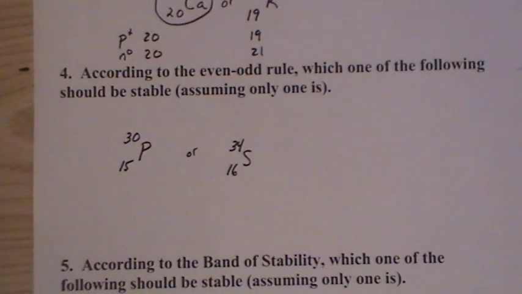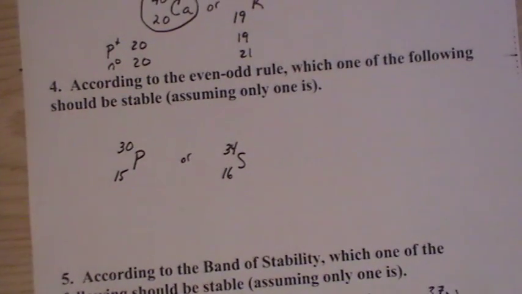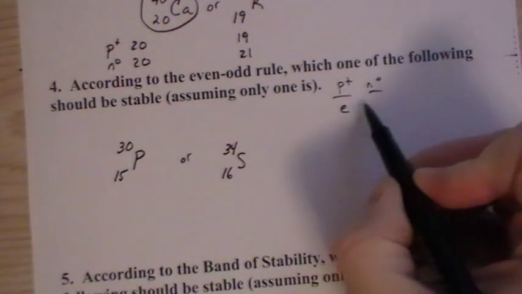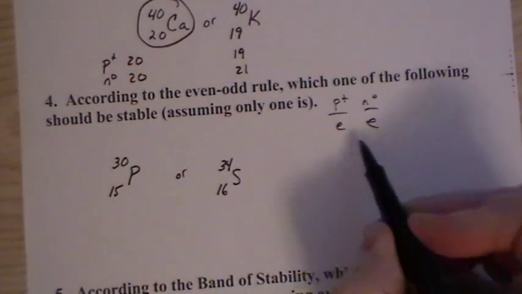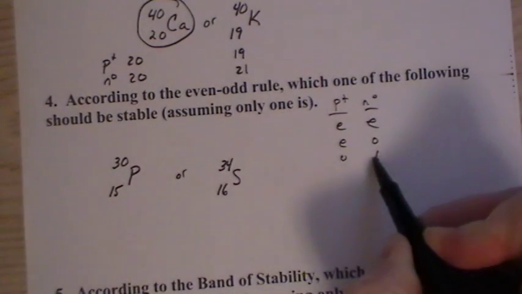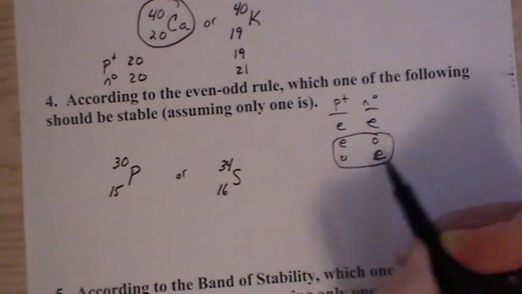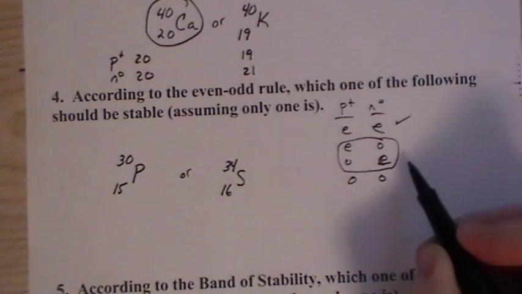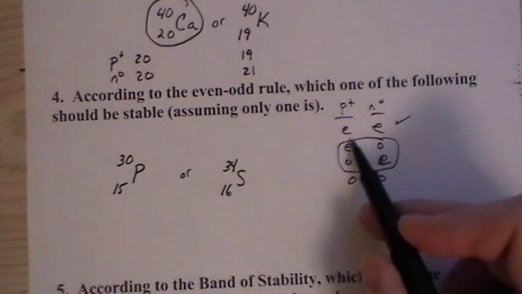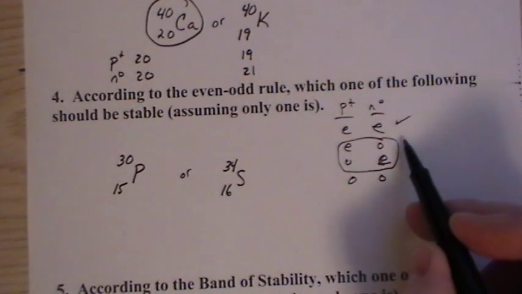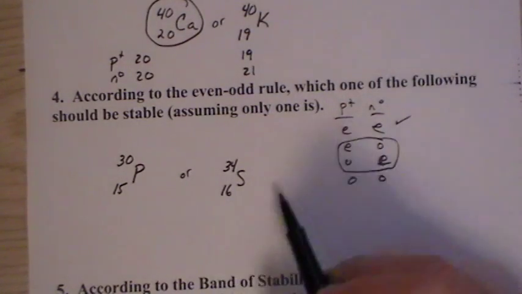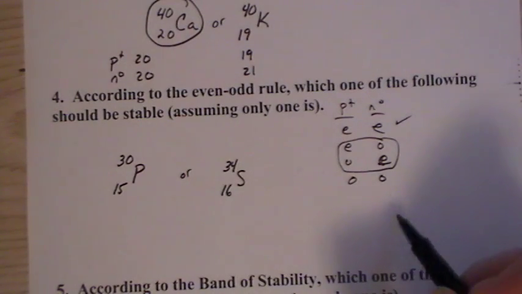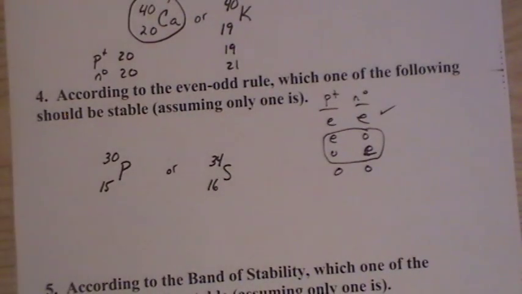Okay, then the even-odd rule. What we find is that, as far as protons and neutrons, even-even is the most stable, then you have even-odd and odd-even, which are the next most stable, and odd-odd are the least stable. So if one isotope has both protons and neutrons even, and the other isotope has one odd or two odd numbers for the protons and neutrons, even wins out.